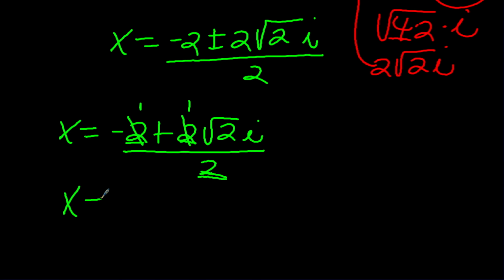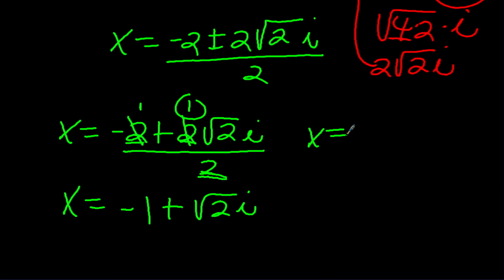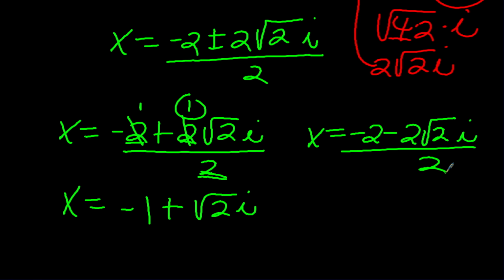So it's going to give us x equals a negative 1, plus the square root of 2i, and it canceled out the 2 on the bottom. So there's one solution. The second solution is x equals negative 2 minus 2 times the square root of 2i divided by 2. And remember, we can cancel the 2s out here and here. So x is going to equal negative 1 minus the square root of 2i. Those are our two solutions.